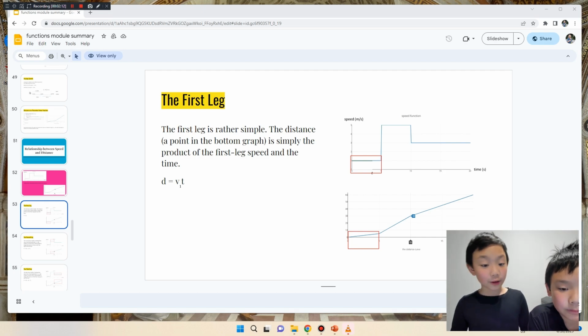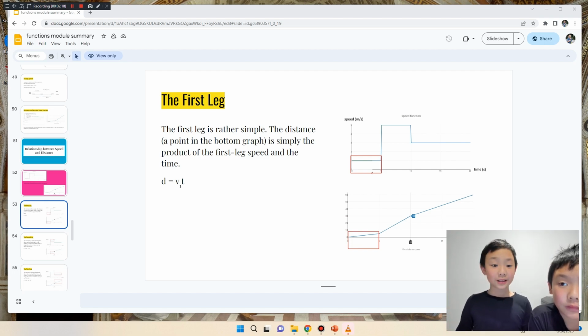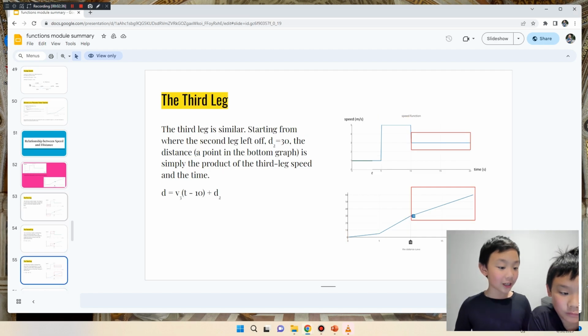So now we're going to be learning about a leg. A leg is basically when the speed changes, it makes the graph look like a leg. An example of a leg is here. There are 3 legs in this speed graph. The first leg is 1 meter per second. The second leg is 5 meters per second. And the third leg is 3 meters per second. You can see the 3 legs here: first leg, second leg, and third leg.